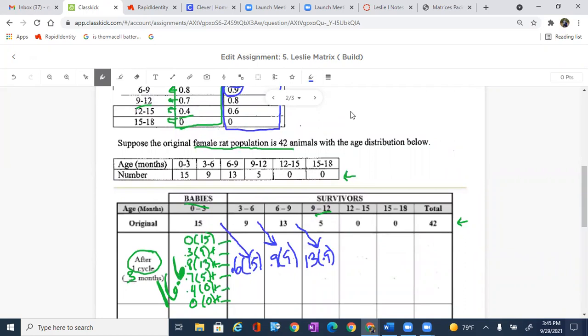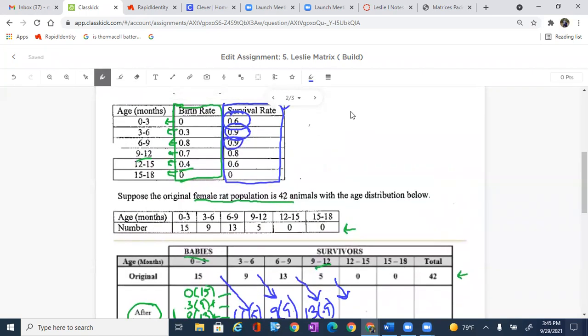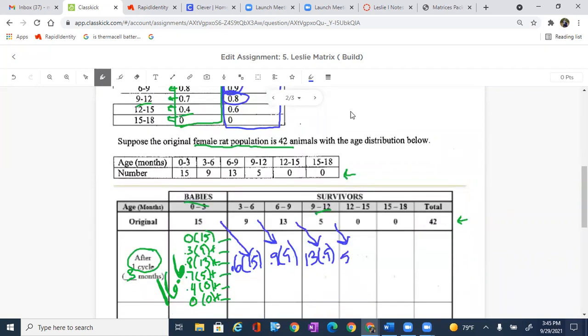Okay, and then the 9 to 12 months are going to transition to 12 to 15 months. So I'm going to say, well, 9 to 12, they've got an 80% survival rate. So I'm going to say, okay, well, there's 5 of them. Let's multiply it by 0.8.